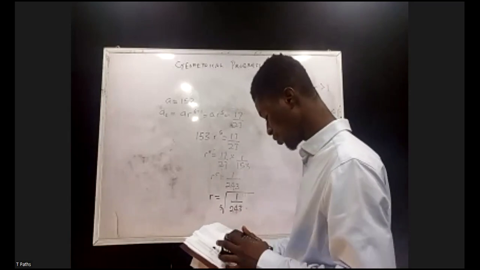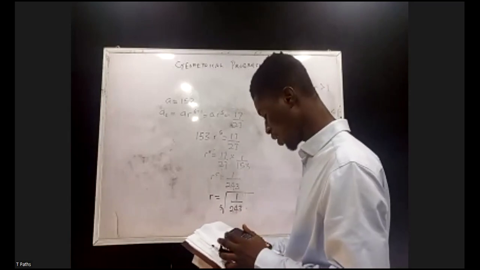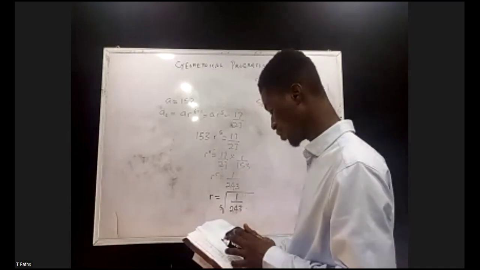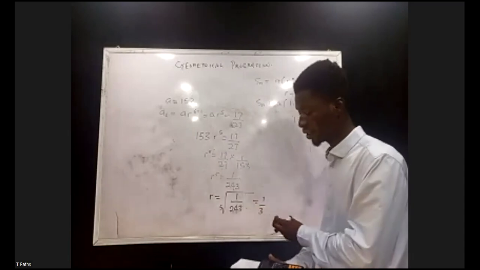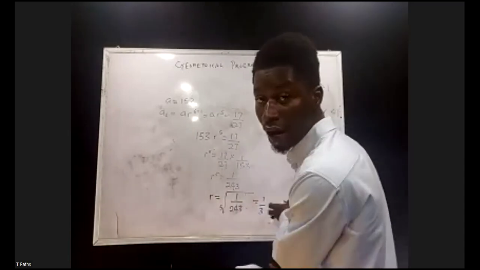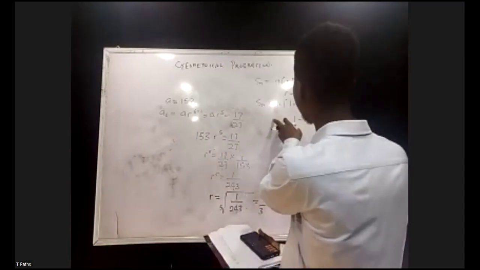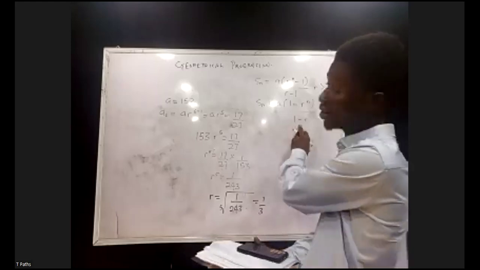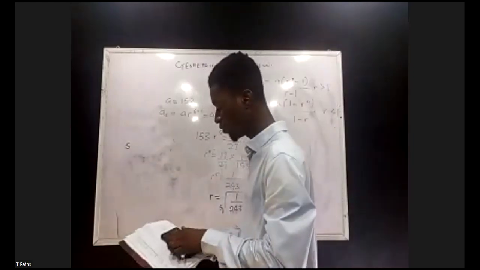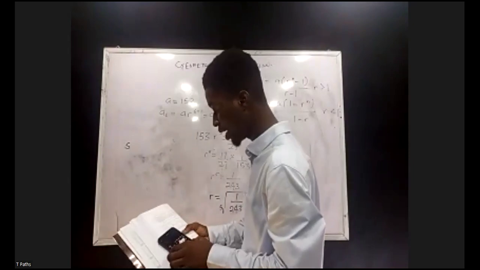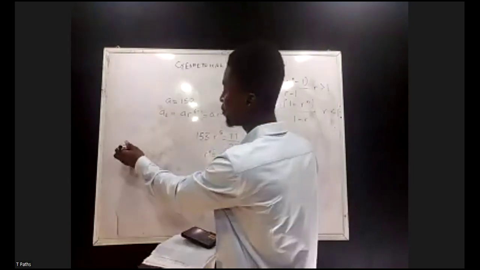The fifth root of 1 over 243 is what? Simply 1 over 3. So that tells us what? Our R is less than 1. So we apply this formula. Now we ask for the sum of the first 4 terms, right? We ask for the sum of the first 4 terms.